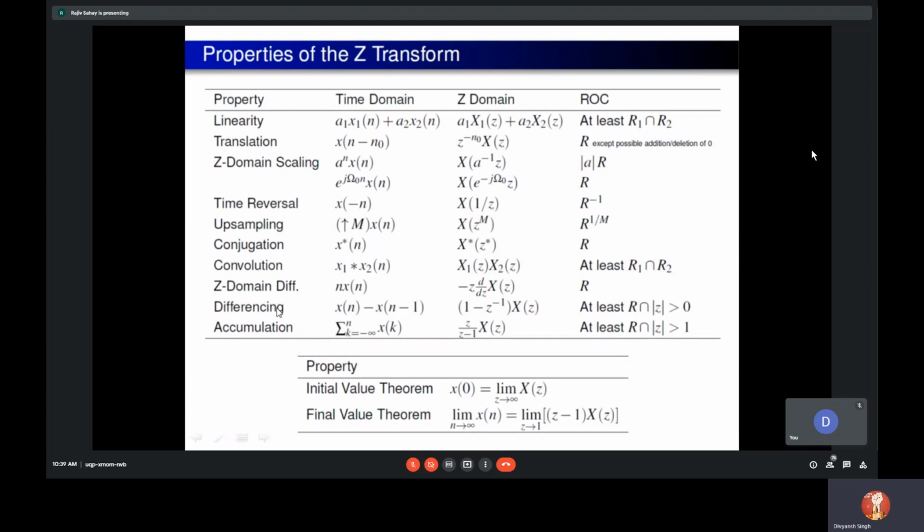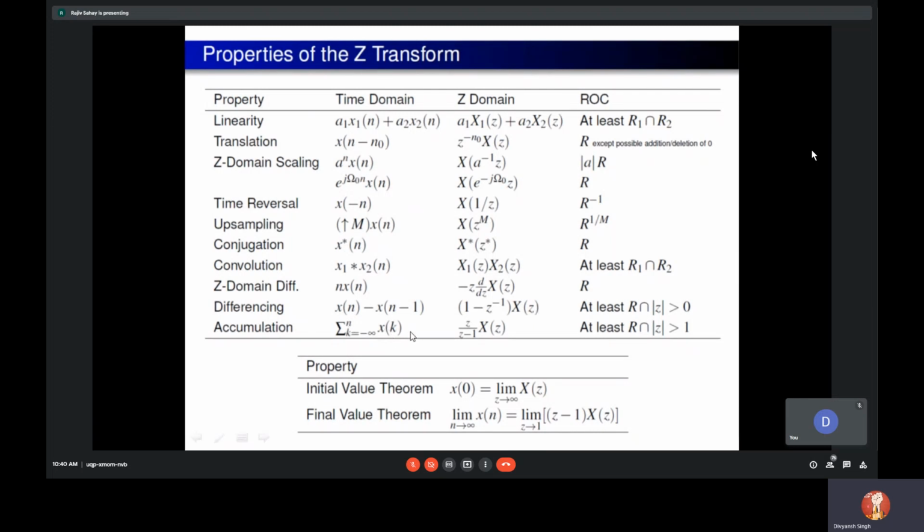And then you have the differentiation property in the z domain. If you have n into x of n, then you have this property. We will see some examples. Then the differencing and the accumulation properties. All this can be derived simply. This is very simple: X of z minus z to the power minus 1 into X of z, because you are using this translation property. Can you see my cursor? x of n minus n naught, where n naught is equal to 1, so z to the power minus 1 into X of z. You can directly derive this.